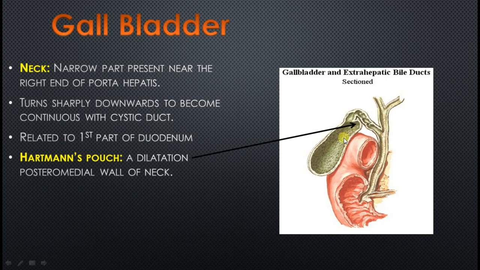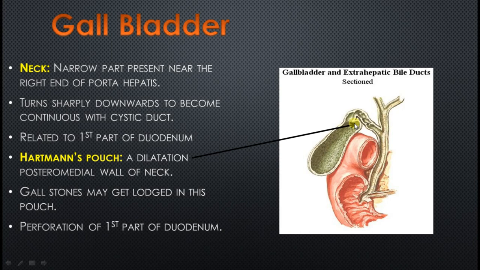So, in cholecystitis, inflammation of the gallbladder, it might lead to perforation of the first part of duodenum, and gallstones sometimes might get lodged or trapped in this Hartmann's pouch. So, the neck is intimately related to the first part of duodenum. That is why inflammation can lead to perforation of the first part of the duodenum.